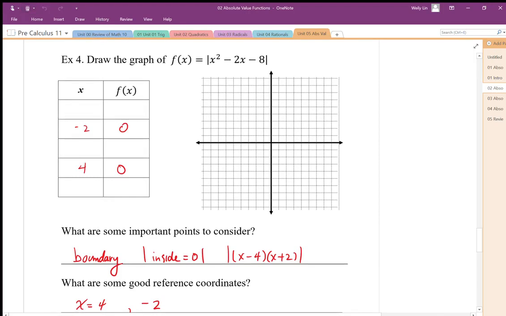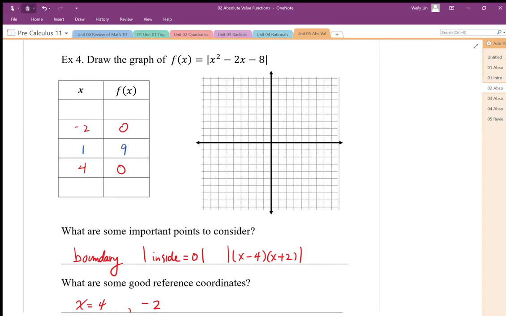Then I really should consider the vertex. The vertex is going to be halfway between my zeros. Remember with our quadratics, the vertex is symmetrical. The zeros will be symmetrically distributed about the vertex. So my vertex is halfway between these; halfway means add and divide by 2, so it's going to be at 1. I'm just going to plug 1 into this equation. 1 squared minus 2 is -1, minus 8 is -9, and then the absolute value is going to be +9.